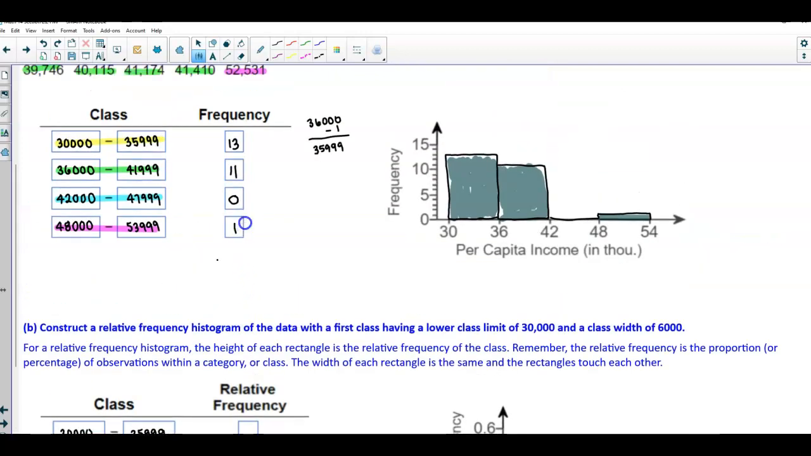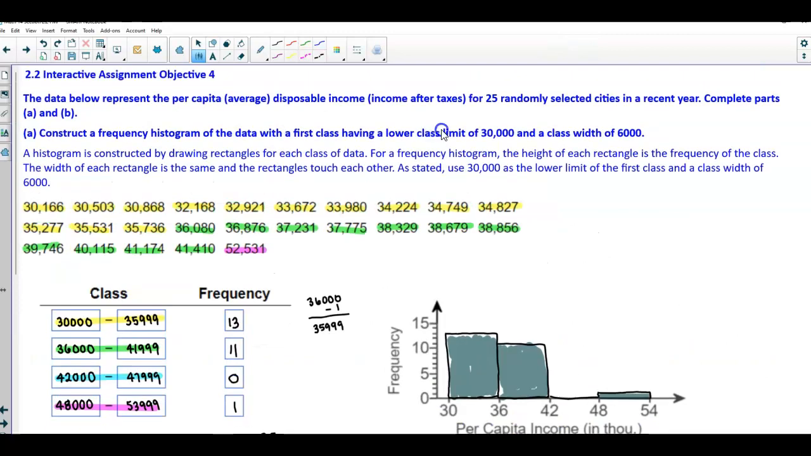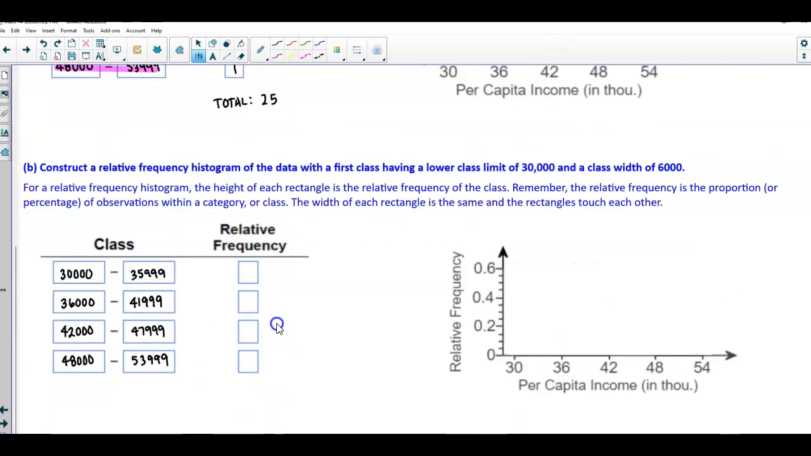Okay, now the relative frequency is taking the frequency and dividing it by the sum of the frequencies. Well, if you notice, when we add up the total here, we get a total of 25, which is given in the problem, 25. So we're going to take 13 and then divide that by 25. We're going to take 11 and then divide that by 25. We're going to take 0, divide that by 25. And we're going to take 1 and divide that by 25. And that's going to give us our relative frequency.